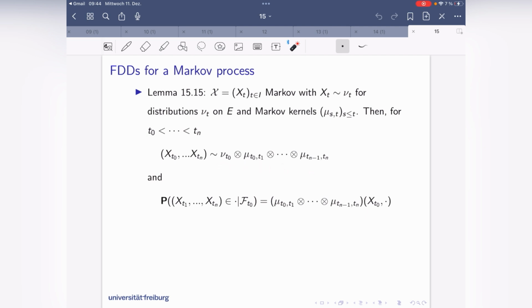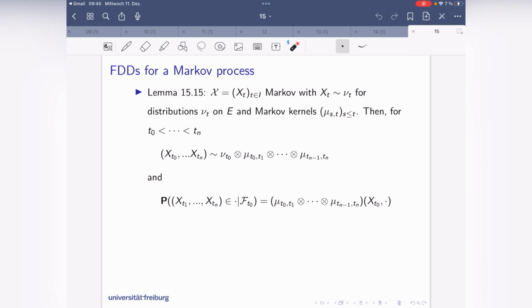Because, for example, for these times here, the state at t_0 doesn't matter because it's a Markov process, so you can safely go from the state at t_1 to the state at t_2 using this Markov kernel. And that is also expressed in the last formula here. So the probability to be somewhere given F_{t_0} is exactly given by this here. And the right-hand side only depends on X_{t_0}. That makes sense. Because conditioning on F_{t_0} and on X_{t_0} is the same because we are in the Markov setting.